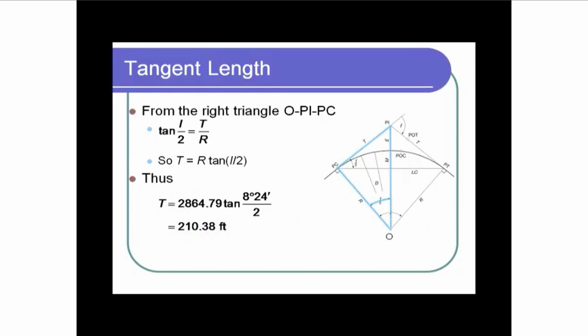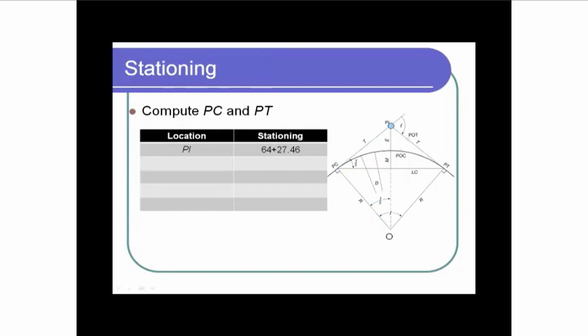If we go to the next one, we can look at our stationing. Now that we have the tangent distance, we can look at our stationing. From the PI, we simply subtract off the tangent distance and we get our PC. And so our PC is 62 plus 17.08.